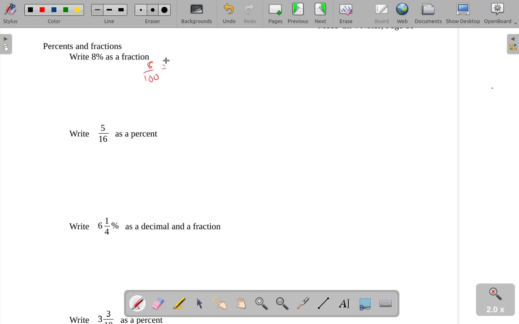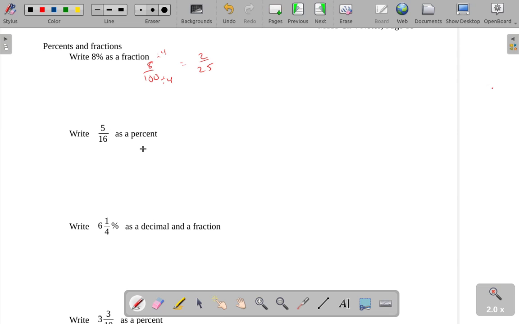And from this point, we already have it written as a fraction. Now we can just reduce the fraction. There's a common factor of 4 that we can cancel. Divide both the top and the bottom by 4. We end up with 2 over 25. So 8% would be the same as 2 over 25.